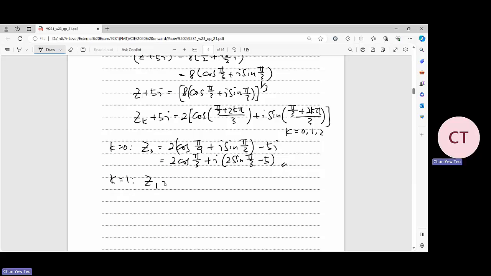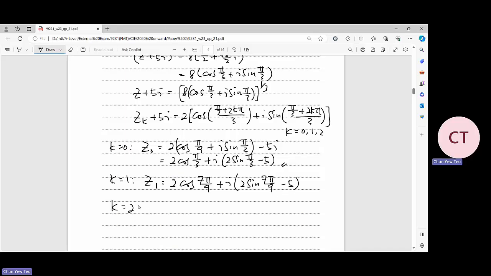K equal to 1, you will have z1. Then over here, just directly apply the k, put k equal to 2 inside, then straight away write out the answer. So this one will be 2 cos of 7 pi over 9 plus i sine, 2 sine of 7 pi over 9 minus 5.